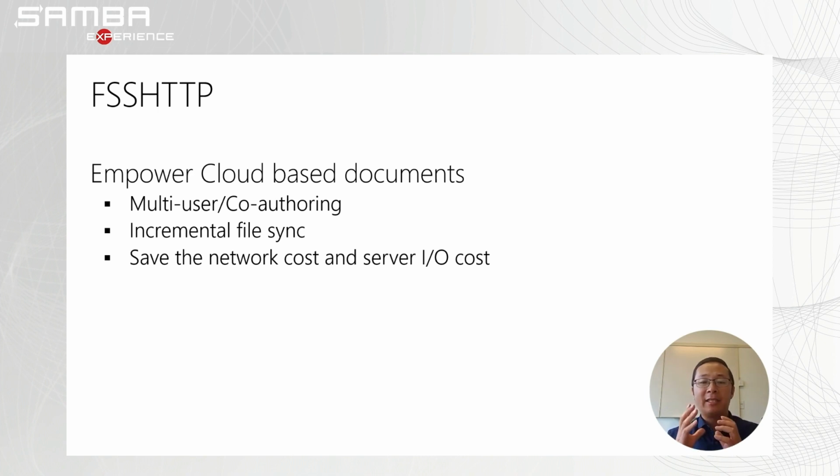And FSSHTTP provides the incremental file sync ability, in which we contain the change into a small unit. So whenever there's a change, we just upload the unit of the change to the server. The major content of the file which we have not touched should not be put back into the server. This is a huge saving of network cost, and it also saves server input and output capacity a lot. So that is what FSSHTTP provides to us.